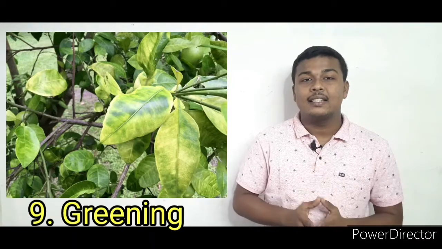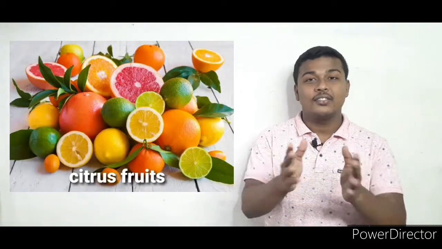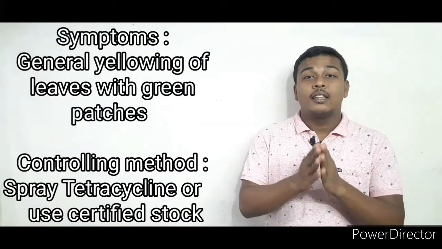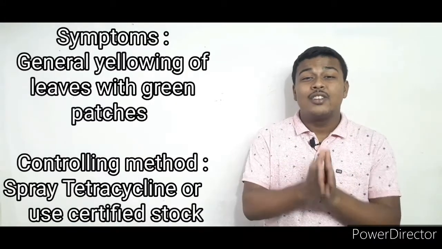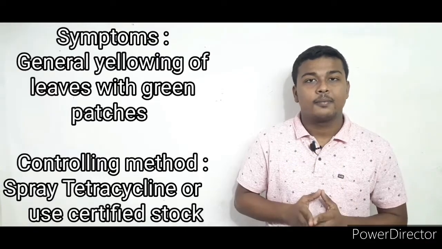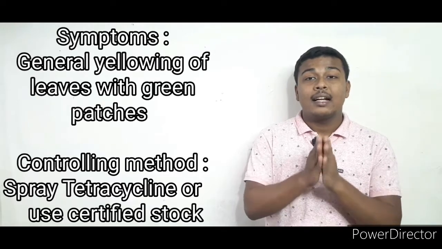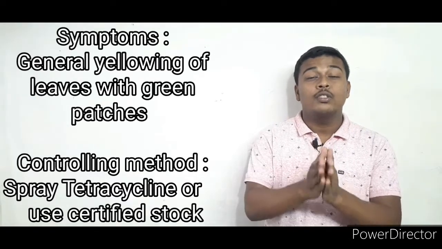Next is the greening disease. And the fruit crop affected by this disease is once again the citrus fruits. The symptom of this disease are general yellowing of leaves with green patches. And to control this kind of disease, spray Tetracycline or use certified stocks.